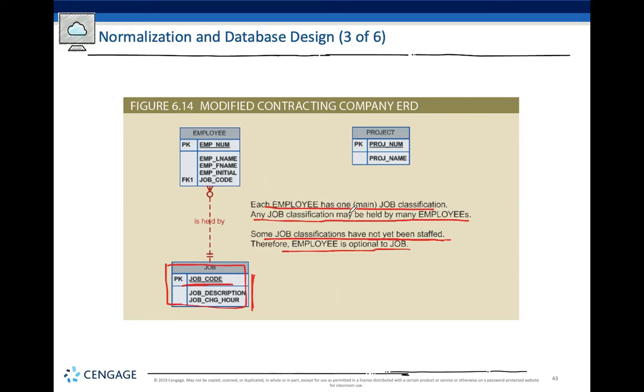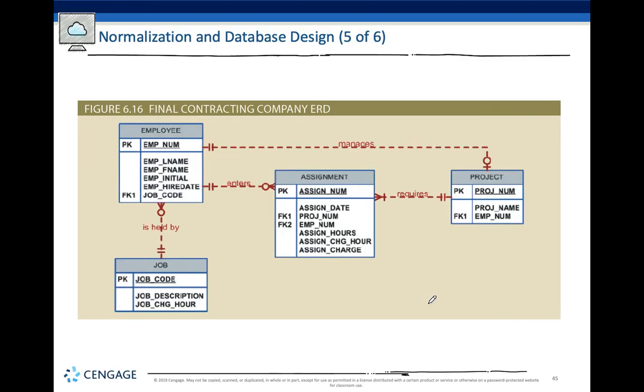Okay, so this is the process of going through and refining the ERD. So let's go to the next step. In the next step, we identify the relation between employee and project. So one employee can work on many projects, and a project can be worked on by many employees. So the relation between employee and project is actually a many-to-many relationship. And the way we resolve that many-to-many relationship is by the creation of the assignment table.